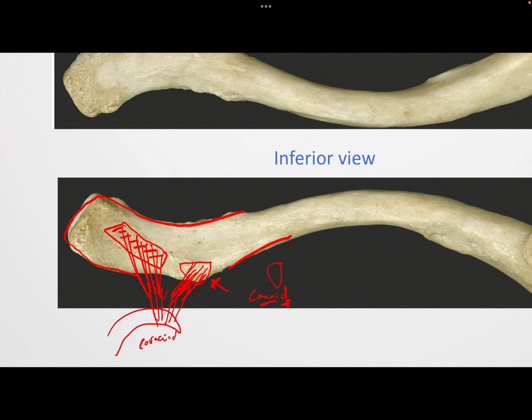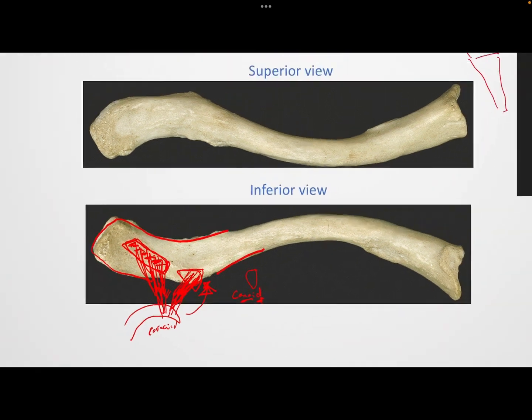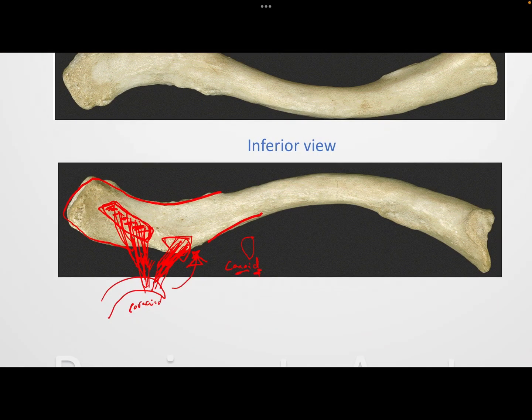So this is the coracoid process of the scapula, and this is the acromial end of the clavicle. It has a cone-like elevation and a trapezoid-like rough surface, and this is the conoid tubercle, and this is the trapezoid line. The trapezoid line is for the attachment of the trapezoid ligament, and this is for the conoid, and these ligaments are two parts of the coracoclavicular ligament. That's why the acromial end of the clavicle has a rough surface.